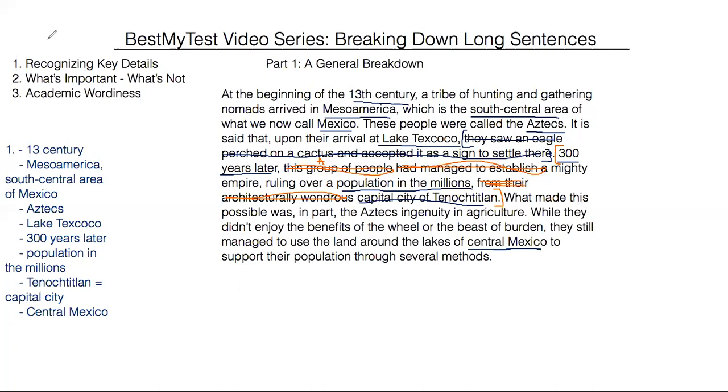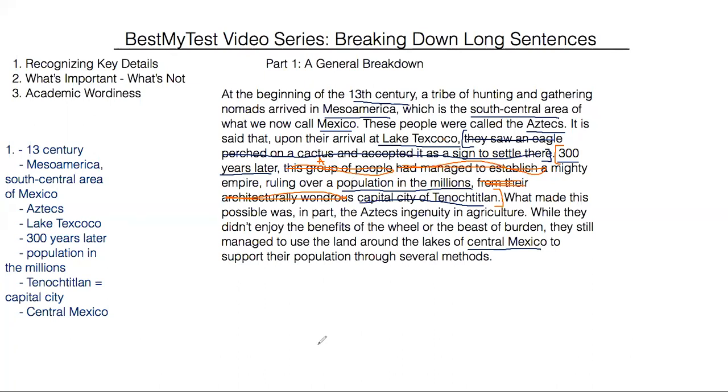So once you do step one and you recognize those key details, this gives you a basis so that when you're looking at a sentence like this one that takes up 4 lines of a reading and seems long and confusing and has commas and big words, you're able to break it down and focus on just what you need. 300 years later, the Aztecs had a mighty empire with a large population that they ruled from their capital city, and then there's the name.